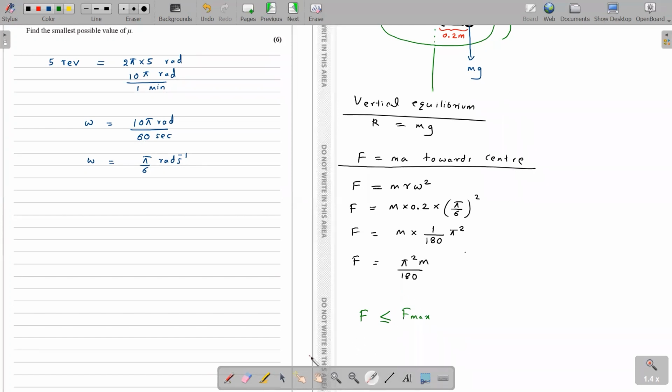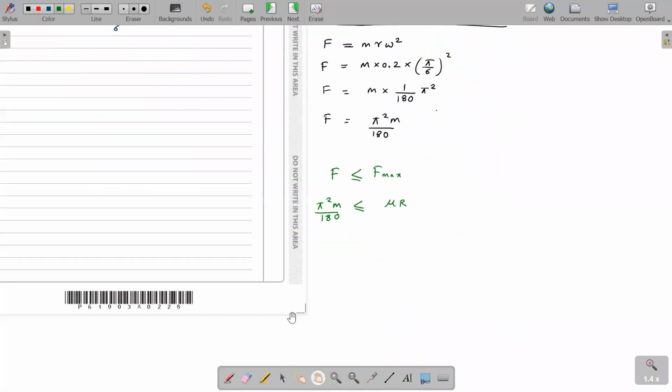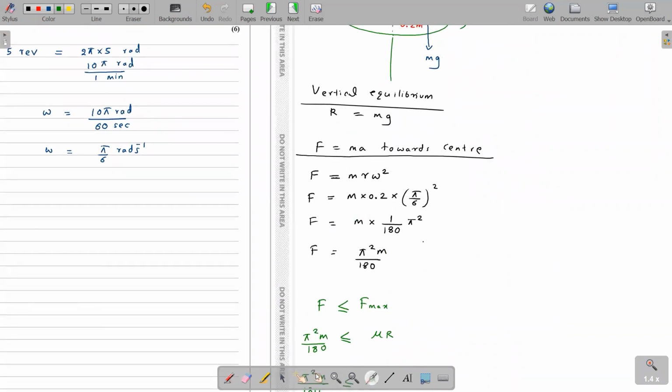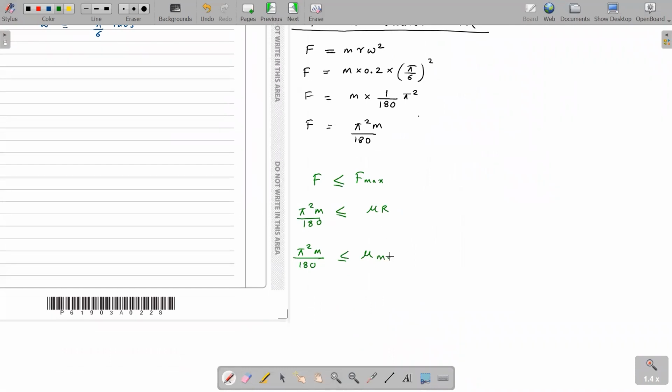The friction value we found is pi square m over 180. It's less than or equal to the maximum friction. Maximum friction is mu R. So mu is what we need to find. R we just found earlier, right? R is mg, found earlier by vertical equilibrium. Replace R with mg. So you can cancel m with m, and you end up getting mu is greater than or equal to pi square over 180 g.